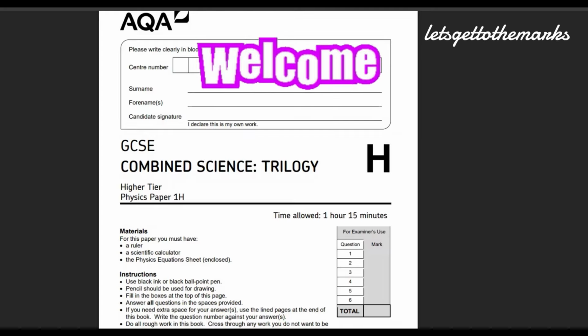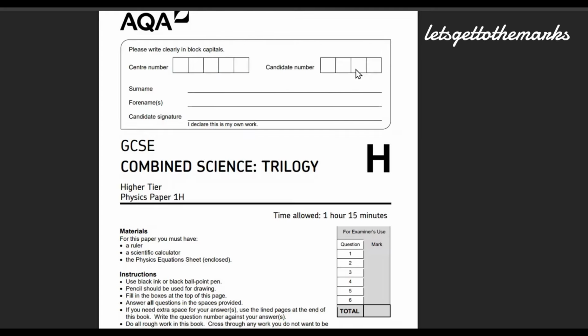I'm going through the GCSE Combined Science Trilogy Higher paper. This is a physics paper from 2022. This will take you an hour and 15 minutes if you want to do it like that. And there are 6 questions.